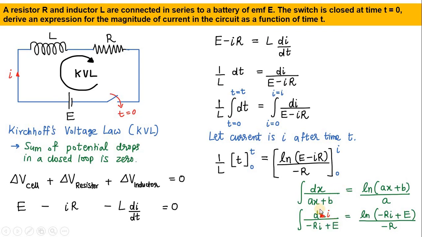Now, if you compare both the formulae, then we can clearly see the constant a is the same as minus R, constant b is the same as the constant E, and the variable x is I. So therefore, if this integral gives the answer ln of ax plus b, then this one should give us the answer ln of minus RI plus E, and divide by what constant? The coefficient of the variable. So here the variable is the current I, its coefficient is minus R, so divide by minus R. That's how we are getting this result of the integration. But now we have to substitute the limits, lower limit and upper limit, 0 to I. Let's proceed on the next sheet.